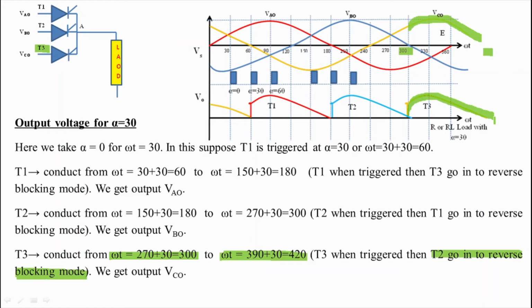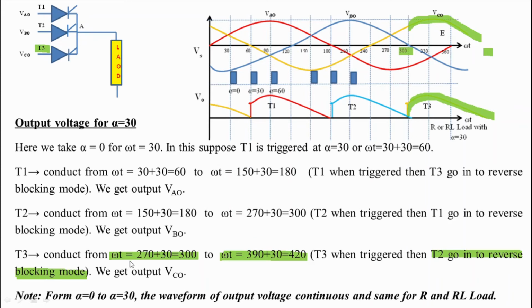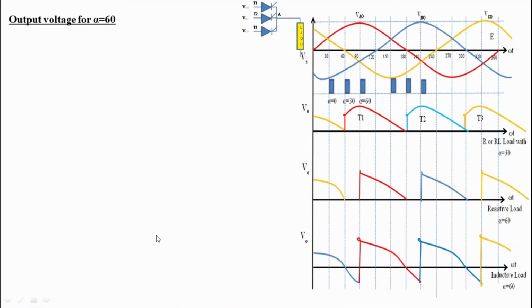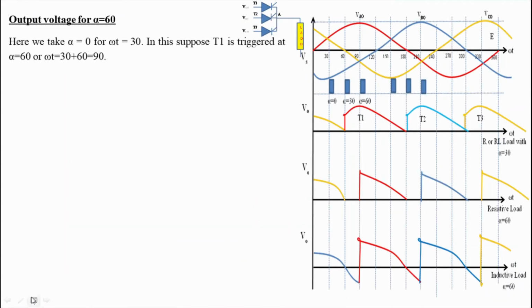So from alpha equals 0 to alpha equals 30, the waveform of output voltage, we can see that it is continuous and it is the same for both R and RL load. Now we will see the waveform of output voltage for alpha equals 60 degrees, and here the load is inductive, suppose. So now we will see the waveform for the condition alpha equals 60 and for inductive load. See what happened.